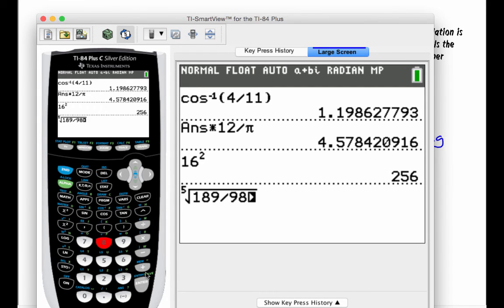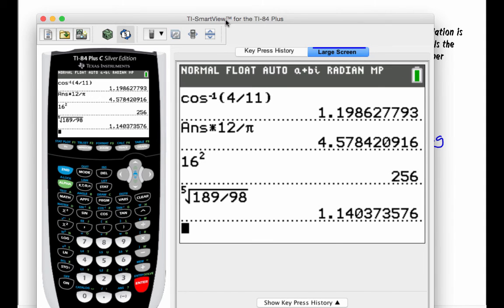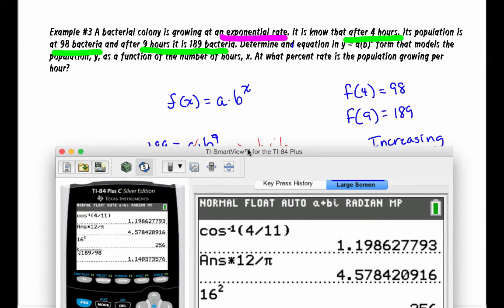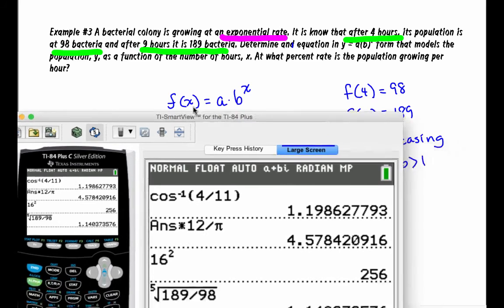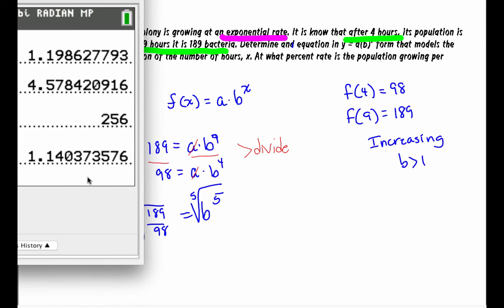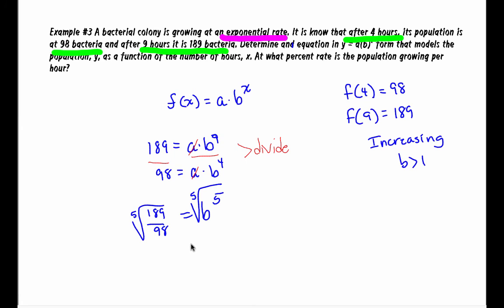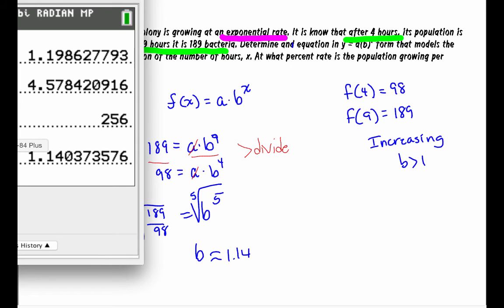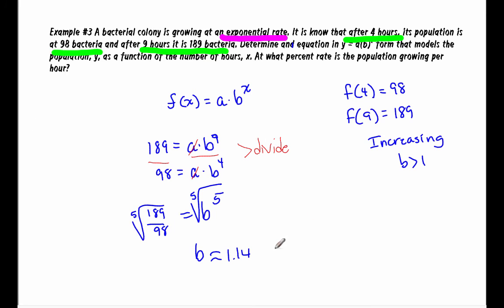Now, I am going to get an ugly decimal here. That's obvious. Let's see, did it tell us to? Nope, it didn't tell us where to round, so I'm going to go to the nearest hundredth. So I'm going to say my B was approximately 1.14. I'm going to use that now to figure out my principal amount, because they didn't tell me how much I started with at the 0 hour.